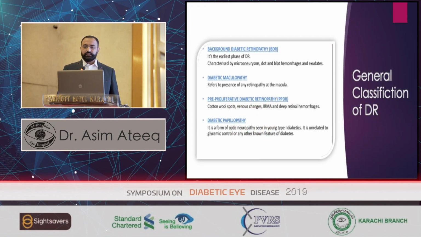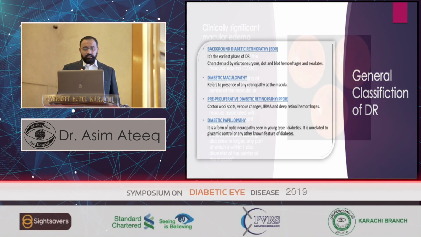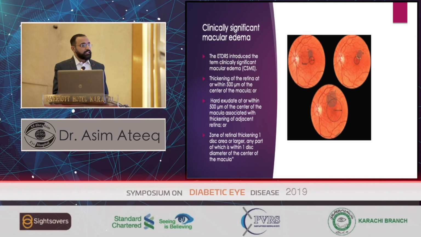There are certain general classifications of diabetic retinopathy which we have been seeing from our medical school time, like background diabetic retinopathy, where we see a few dot hemorrhages, exudates and microaneurysms; diabetic maculopathy; pre-proliferative disease, in which some venous changes and earmarks appear; and diabetic papillopathy, which is a very rare disease. So that's all about diabetic retinopathy.